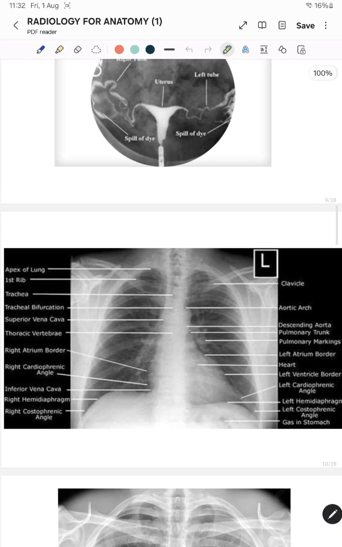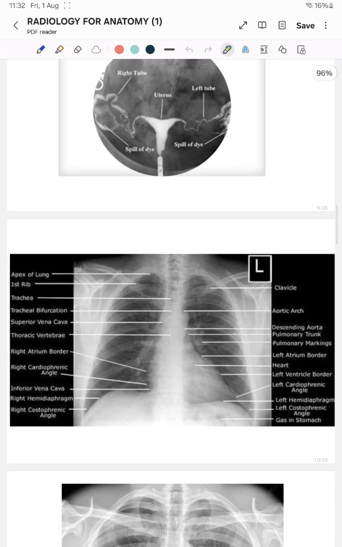This is the PA view of the chest X-ray. It is a very important X-ray in daily clinical practice. We can see the shadow of the trachea. We can see the clavicle bone. Then the aortic knuckle.